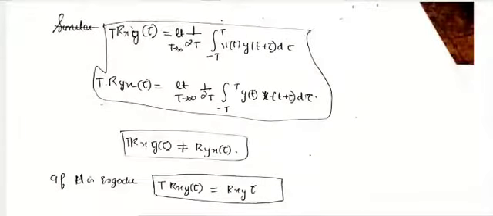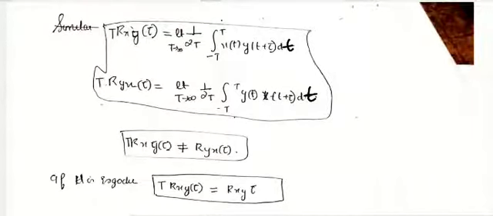And when it comes to the time cross correlation, it will be like this: limit T tends to infinity, 1 divided by 2T, integral from minus T to T of x of t y of t plus tau dt. And what is r y x of tau? R y x of tau is also the limit T tends to infinity, 1 divided by 2T, integral from minus T to T of y of t x of t plus tau dt. And if it is ergodic, then both of them will be the same.